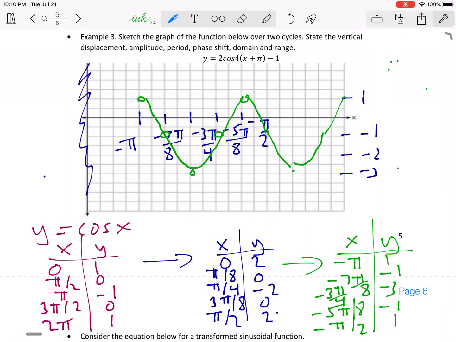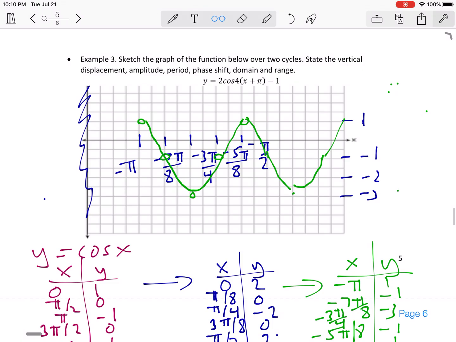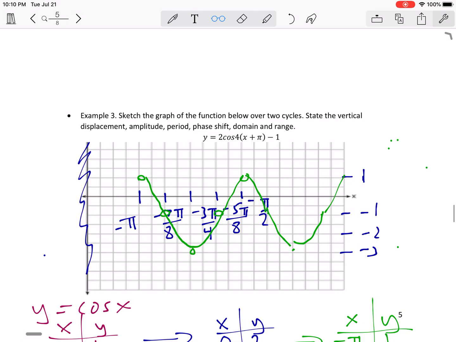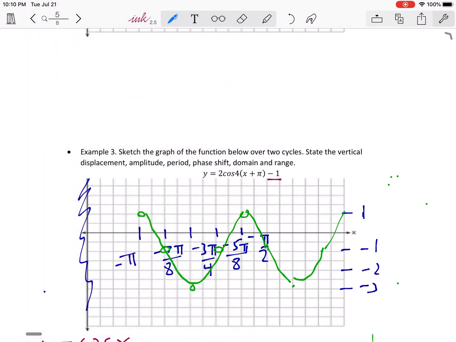Okay, so there's the second cycle. Now let's answer these questions here. So it says state the vertical displacement. Okay, so the vertical displacement, you're getting that from the minus 1 here. So that's telling you what. So the vertical displacement is equal to minus 1. Okay, so that basically says your midline, instead of being at 0, went down to minus 1.